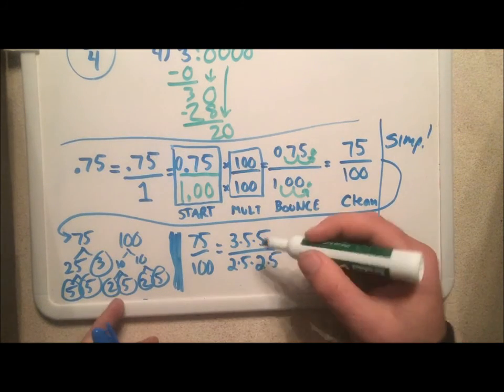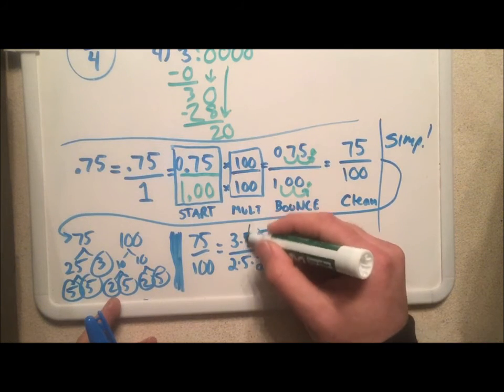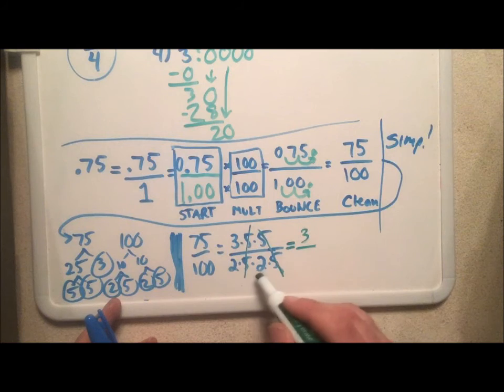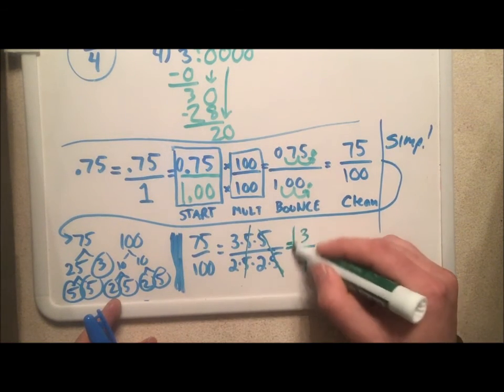And we cancel out what we can cancel out. The 5s kill the 5s. The 5 kills the 5. What are we left with? A 3 on the top and a 2 times 2 on the bottom, which is a 4.